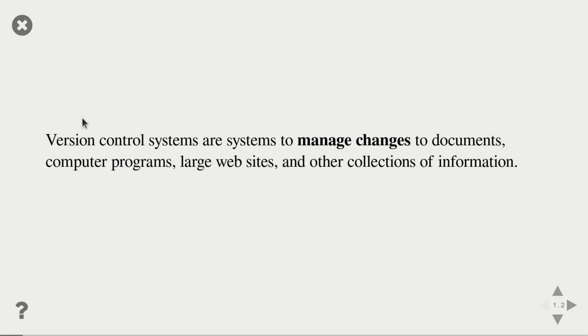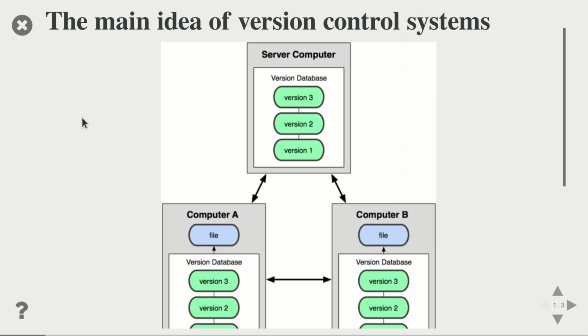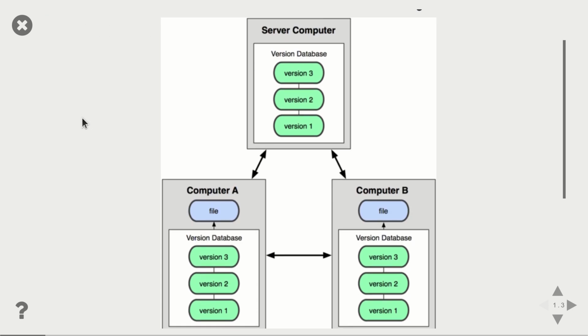I use version control systems for my software, but I also use them, for instance, for writing papers. All my master students are using it for their master's projects, and all my PhD students are using it for their PhD theses. So version control systems are not restricted to computer programs, but the point is that you can track how the document changes over time. This is the main idea of these version control systems.